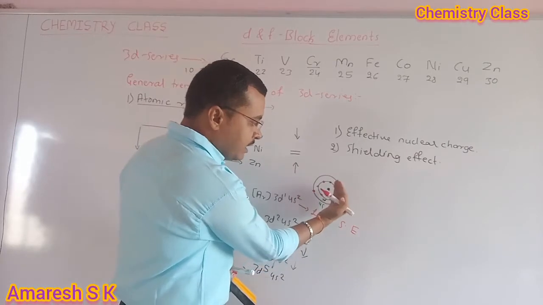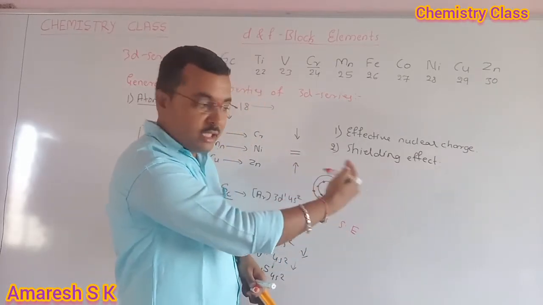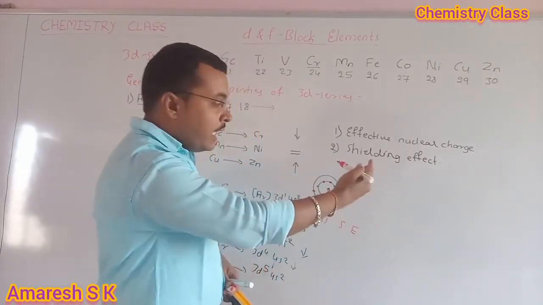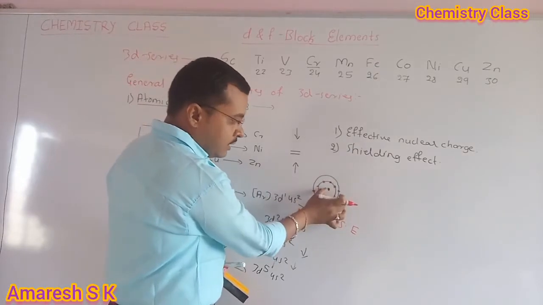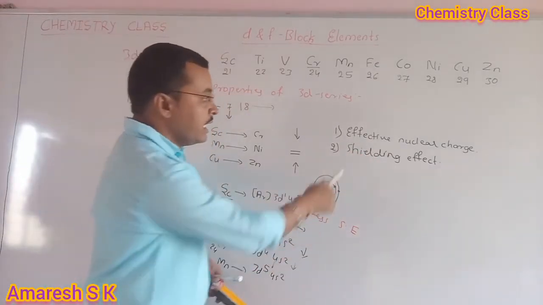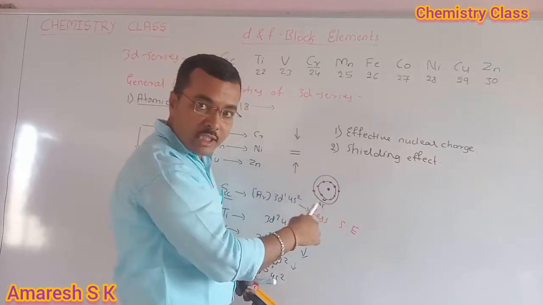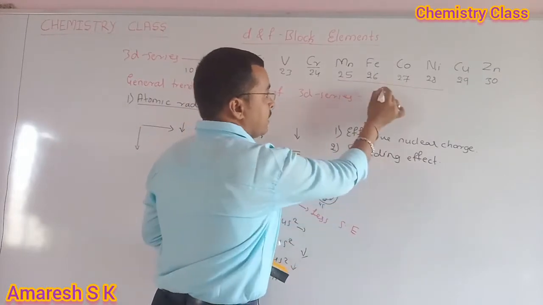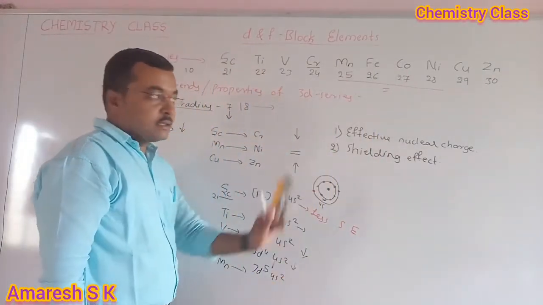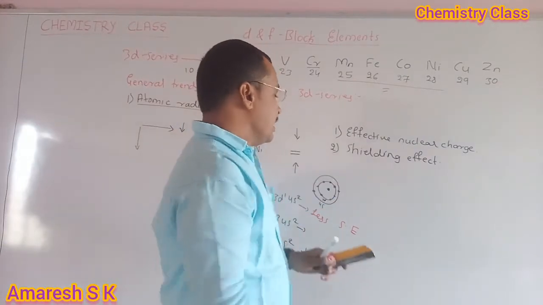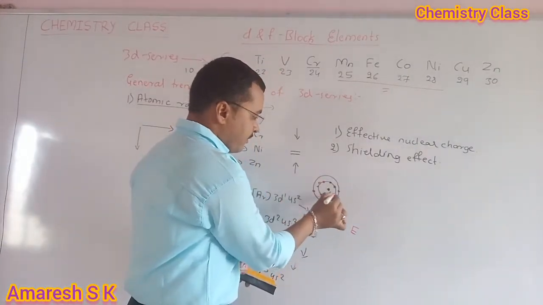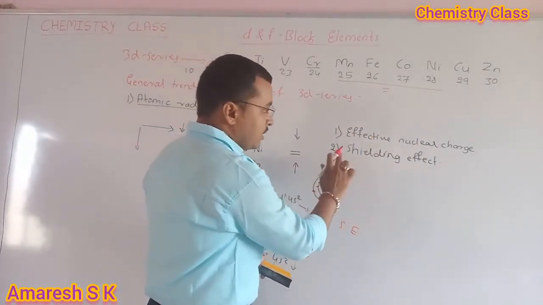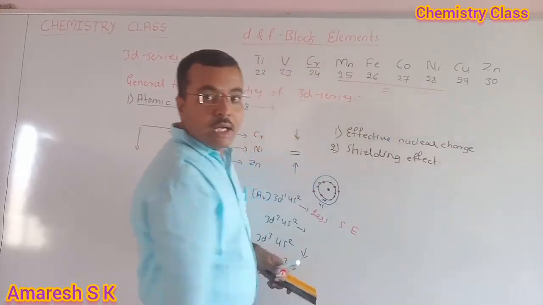There is an increase in the shielding effect on the 4s atomic orbital. At that time there is a little bit of decrease in the effective nuclear charge on the 4s atomic orbital. From manganese to nickel there is a constancy in the atomic radius, and at the end there will be a more shielding effect. As a result, the effective nuclear charge decreases completely.